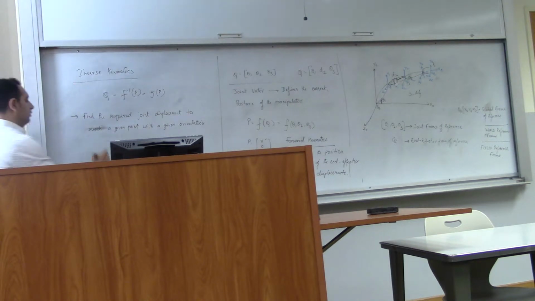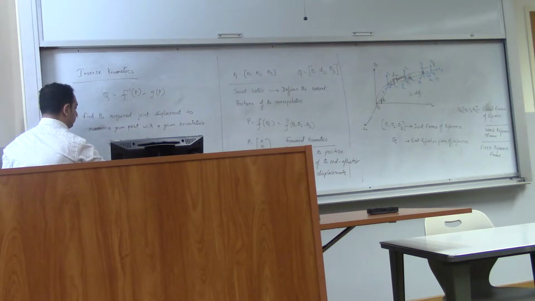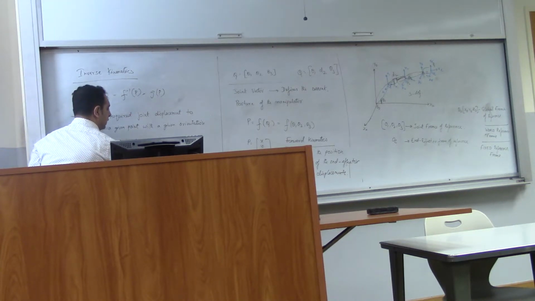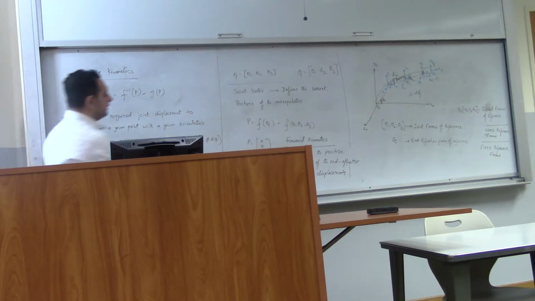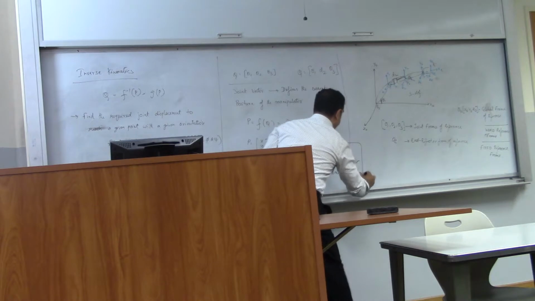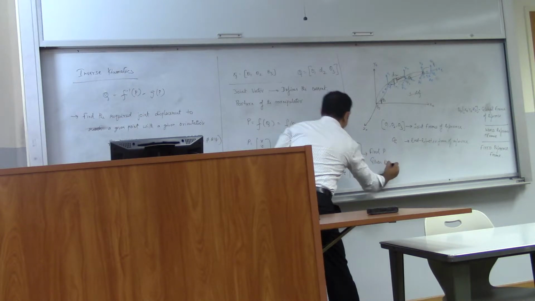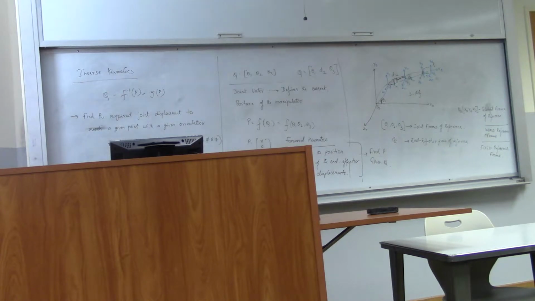Okay. So in other words, you're trying to find Q given P. Find Q given P. In this case, you find P given Q. Okay. This is the opposite, inverse kinematics and forward kinematics.